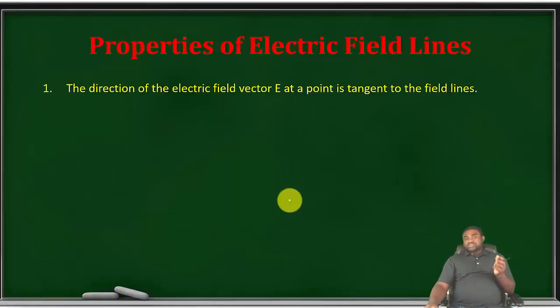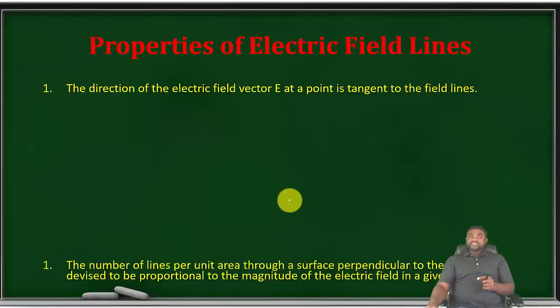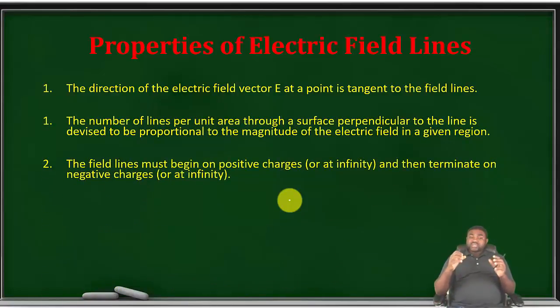Now, electric field lines possess some properties, and it is important you understand these properties of electric field lines in order for you to be able to represent electric fields correctly. The very first point is the direction of an electric field vector at any point in space is always tangent to an electric field line at that particular point. Secondly, the number of field lines per unit area through any surface perpendicular to that line is proportional to the magnitude of the electric field at that given point in space. So the point where the lines are closer together indicates that the field is strong, and the point where the lines are further apart indicates that the field is weak.